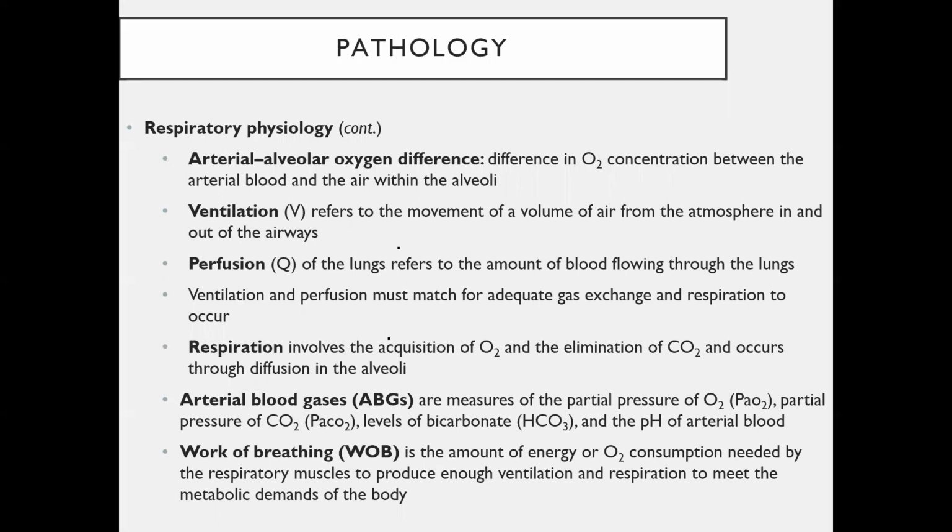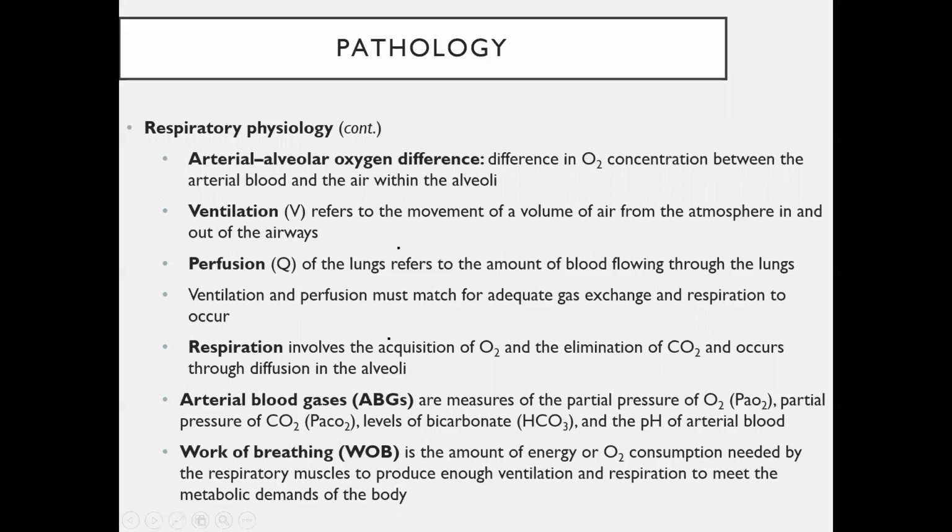So, arterial gas physiology here. We have the arterial-alveolar oxygen difference, the difference in O2 concentration between the arterial blood and the air within the alveoli. You have ventilation, which refers to the movement of the volume of air from the atmosphere in and out of the airways. Perfusion of the lungs refers to the amount of blood flowing through the lungs. Perfusion pretty much anywhere is how much blood is flowing through the area. Ventilation and perfusion must match for adequate gas exchange, meaning there must be enough air coming in and enough blood to accept that air for adequate gas exchange to occur. Respiration involves the acquisition of O2 by the blood and the elimination of CO2 from the blood.